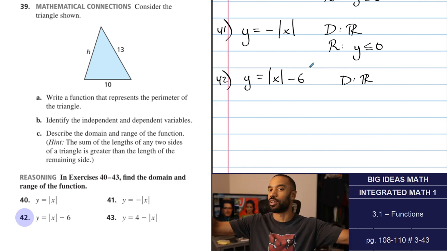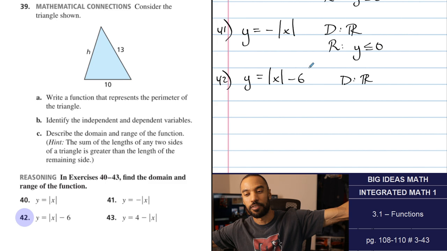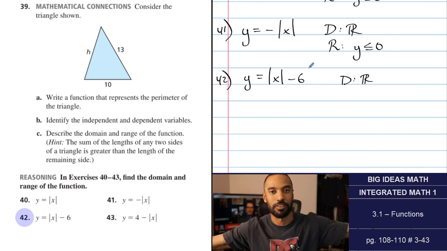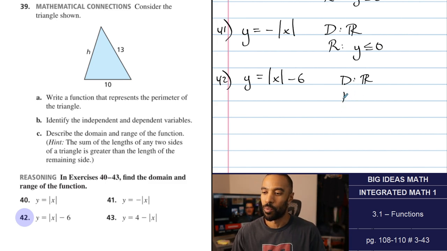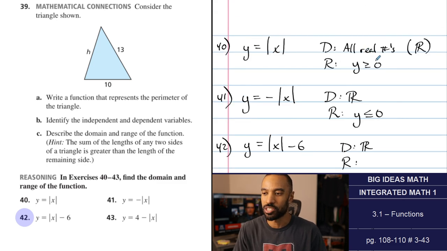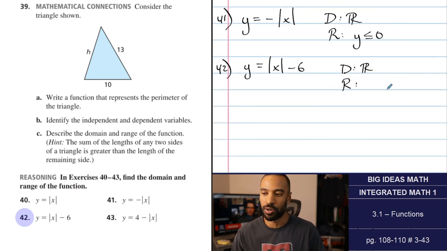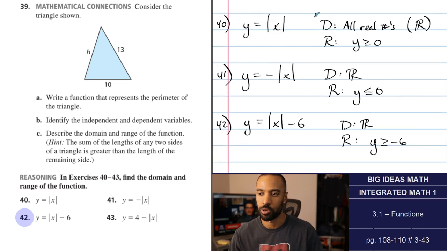I can still go up to infinity. Absolute value of infinity minus 6 still sounds like infinity to me, if you know what I mean. The range in this case, it's only 6 less than this was, but it's still greater than or equal to. Y is greater than or equal to negative 6. We can go as low as that and go up from there. I should box these.